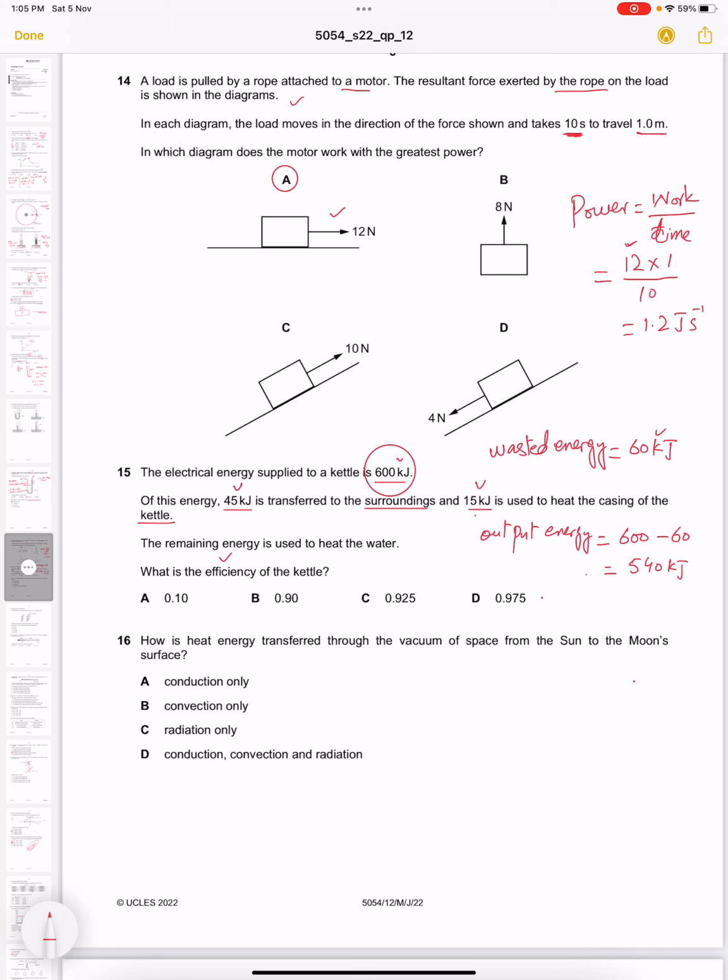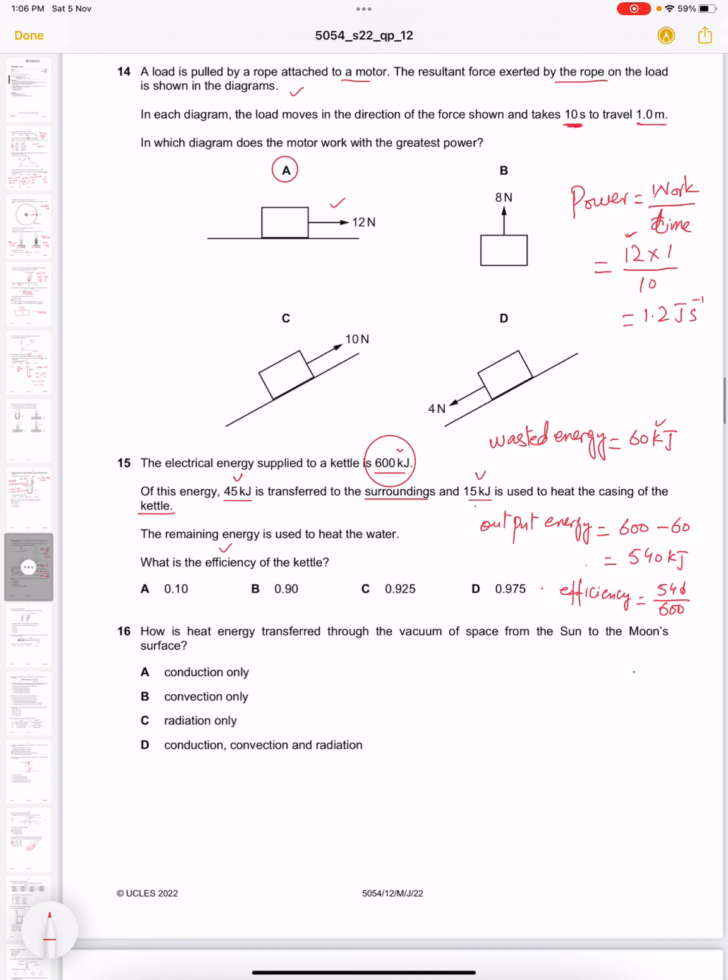So by using the formula of efficiency, we can calculate it. Since it is not in percentage, we won't multiply 100 with the efficiency ratio. So that will simply be output over input, means 540 over 600. So that will be 0.9. That's the correct option. Next question.